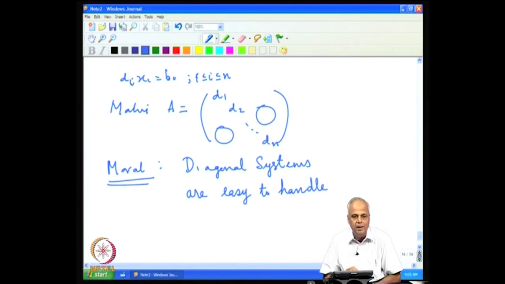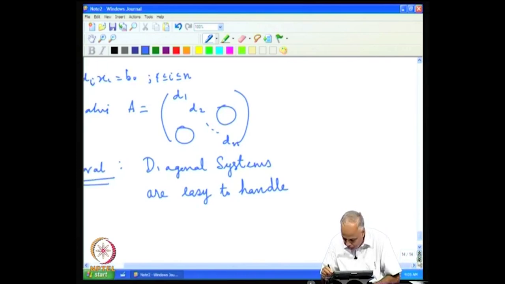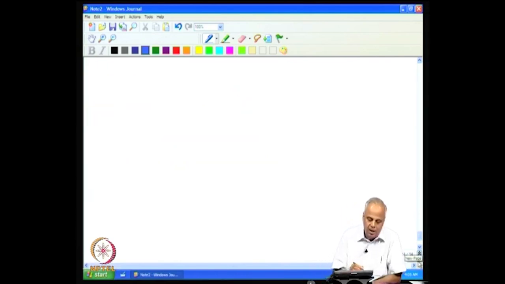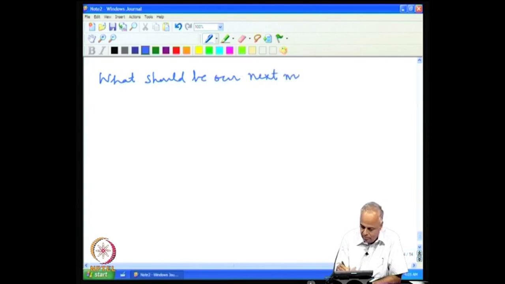So, let us put it that way. Therefore, the diagonal systems are easy to handle. We will be discussing this one more time in greater detail, in more rigorous language, but as a simple motivation, we have seen that when a system is diagonal, it is easy to handle. Almost all the questions come out, the answers come out fairly straightforward. Now, therefore, what should be our next move? The idea always is, if you know how to solve or how to handle one particular problem, the next level complex problem would be attempted to be brought down to this easy level.